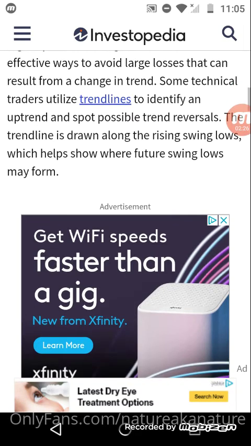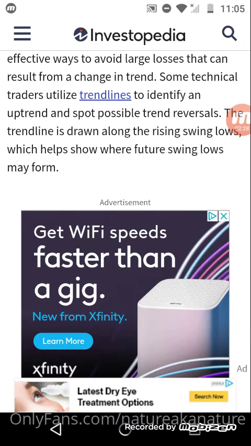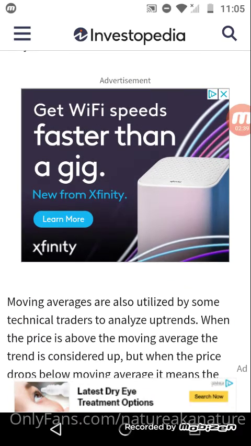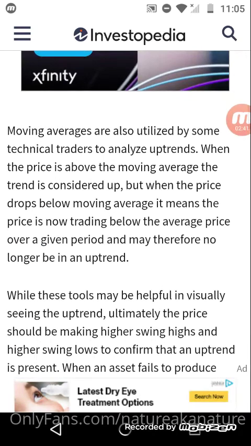The trend line is drawn along the rising swing lows, which helps show where future swing lows may form. So the trend line is drawn from the swing low to the swing high when it's going up. When it's going down, it's drawn from the swing high to the swing low. Moving averages are also utilized by some technical traders to analyze uptrends. When candles are above the moving average, it's going up. When candles are below, it's going down.